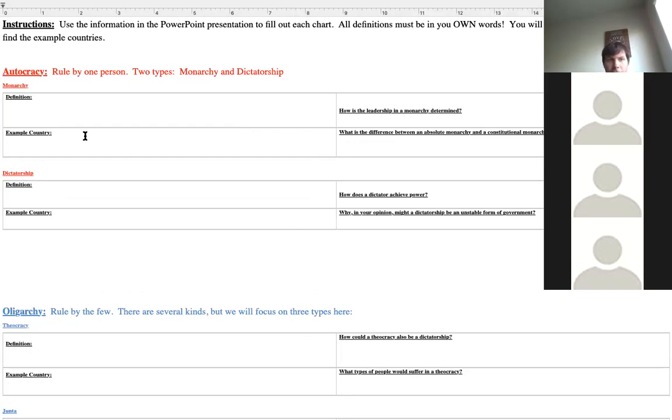Okay, and what's our first one? Autocracy. All right, and I give you a definition. Ruled by one person. Ruled by one person, and there's two types, monarchy and dictatorship. The first one is monarchy. So, how do I figure out a definition for monarchy? Where would I look?